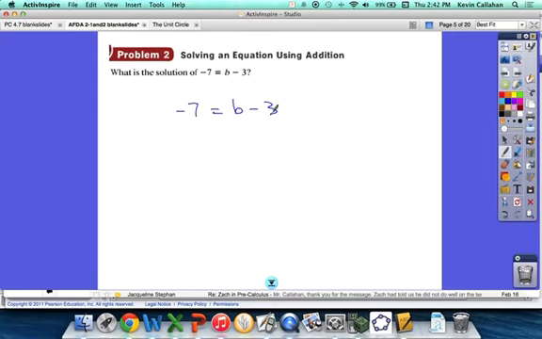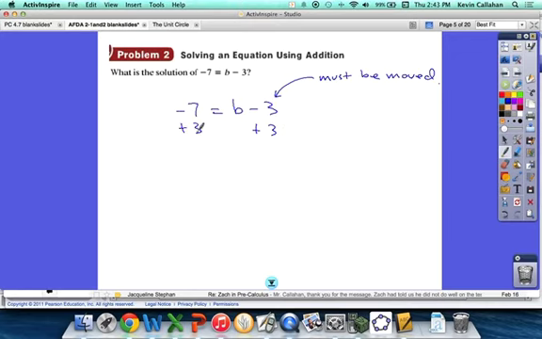And it is a 3, right? And the 3 must be moved. Okay, well, how is the 3 affecting the b? It's being subtracted from b. So in order to move it, you need to do the opposite or the inverse operation, right? So we would add 3 because adding is the inverse of subtracting.